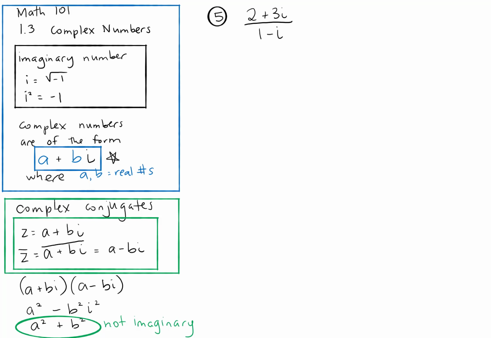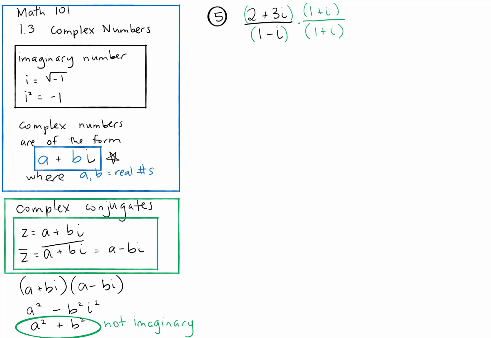We're going to use that skill right here when we're doing number 5 and we're doing division, because division of complex numbers is really difficult. What we're going to do is divide by a real number. How so? We're going to take this denominator and multiply it by its complex conjugate. But in order to not change the value of the fraction, I'm also going to multiply the numerator by the same number. So I'm going to do a bunch of multiplication over here.